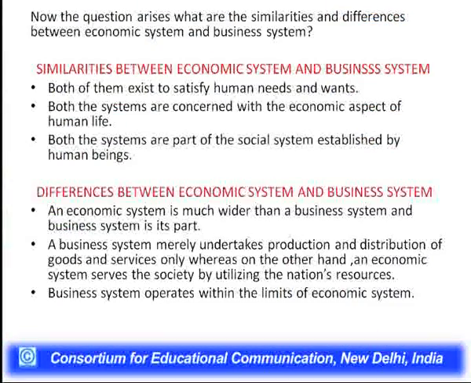Now what are the differences between the economic system and the business system? An economic system is much wider than a business system, and business is its part. Second, a business system merely undertakes production and distribution of goods and services, whereas an economic system serves the society by utilizing the nation's resources. And the last is, the business system operates within the limits of the economic system. Therefore, despite so many differences between the economic system and the business system, one can still say that the business system is a part of the economic system and it cannot run without it.